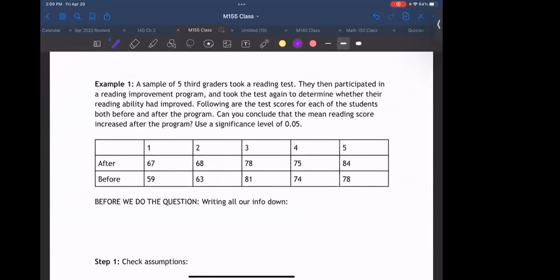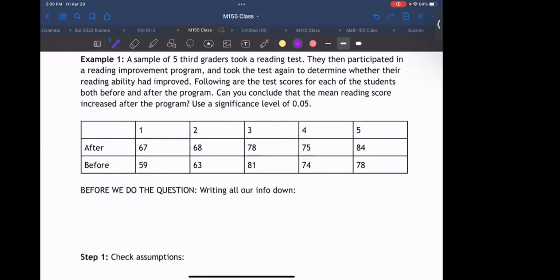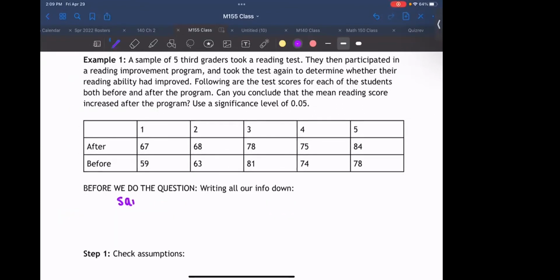Okay. Before we go on, I'd like to write down our information. When we have paired samples, there's really not much we have to write down. All we really have to do is write down what sample 1 is and what sample 2 is, which one they represent. So sample 1, sample 2. I know it seems counterintuitive, but just because after was introduced first, it's on top, I'm going to make that sample 1 just so it's first. I'll make that after. And sample 2 will be before.